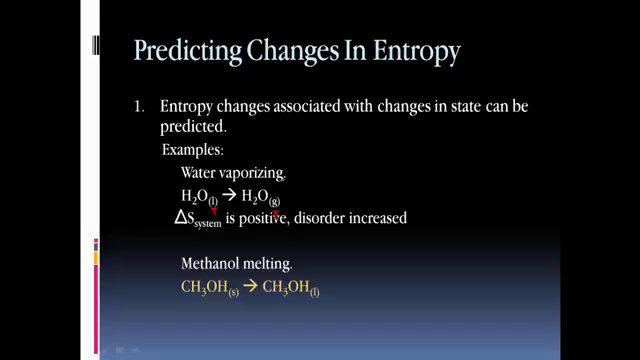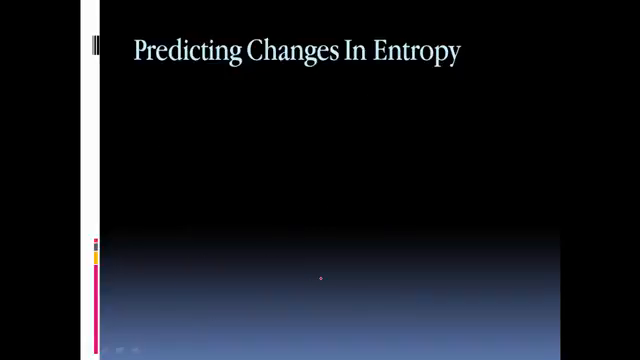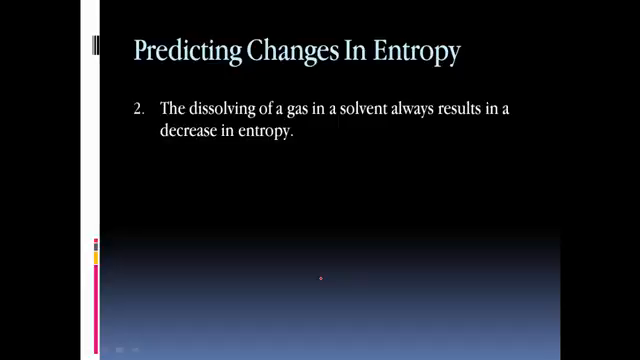Methanol melting, okay? So methanol is this chemical here. Again, if we go from solid, where the particles are locked into place, there's not a lot of disorder there, to a liquid, where they're actually free to move about, again, that is a positive delta S. The disorder, the chaos, the dispersion of the particles is increasing. So you can make the prediction based on the state or phase. The second possibility, or the second thing to think of, dissolving a gas in a solvent always results in a decrease in entropy.